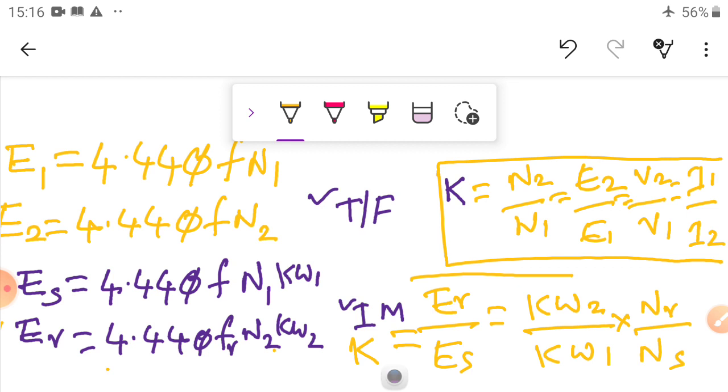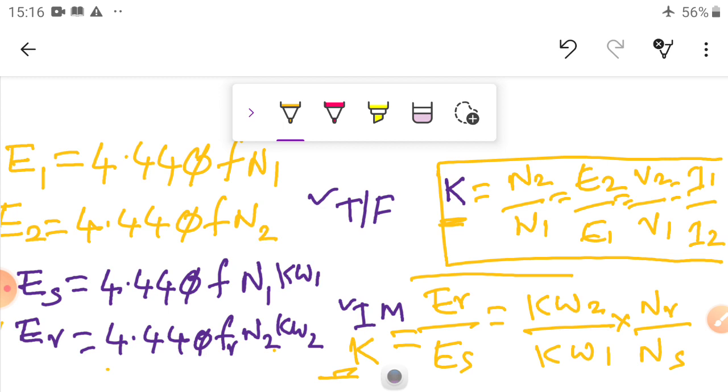Okay, dear students, so what is the transformation ratio K? What is the need of K? K is required to transform the inductive values and ohmic values from the primary side to the secondary side. Here also we require this transformation ratio.